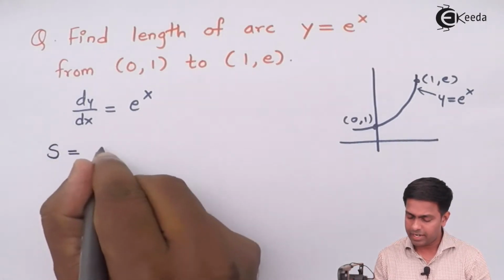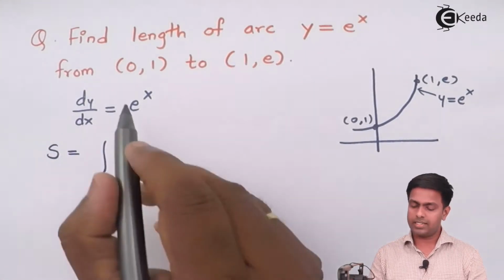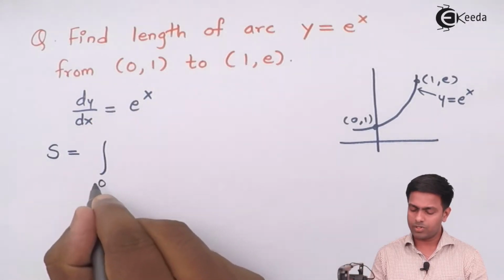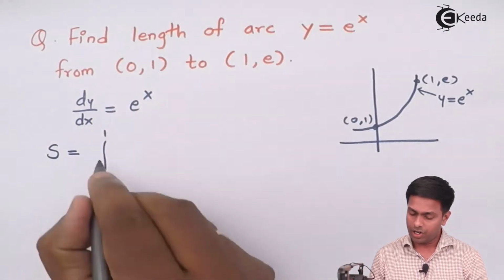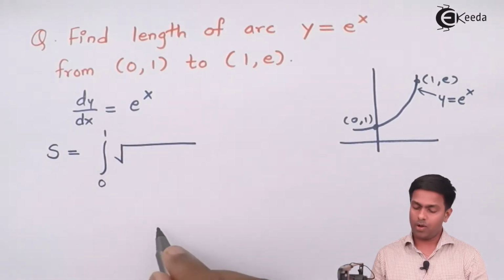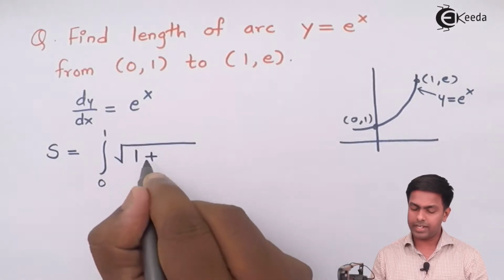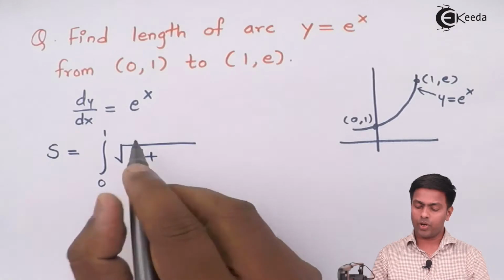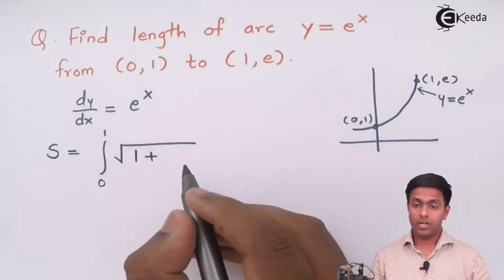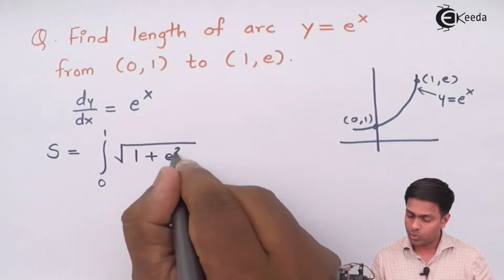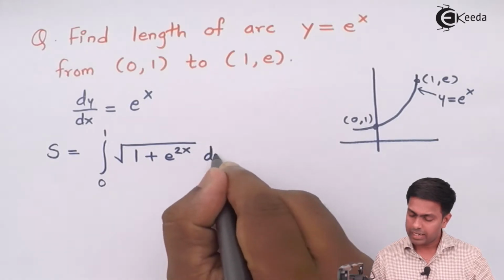So s is given by integration. So let's take x coordinates. So it's from 0 to 1. Under root we will have 1 plus dy by dx the whole square. So it means I have to square this term. So if I square this term, here we'll get e to the power 2x, into dx.